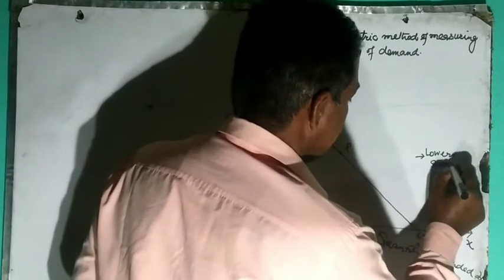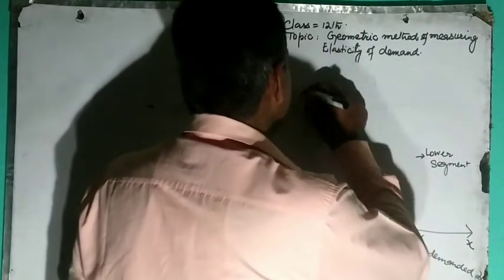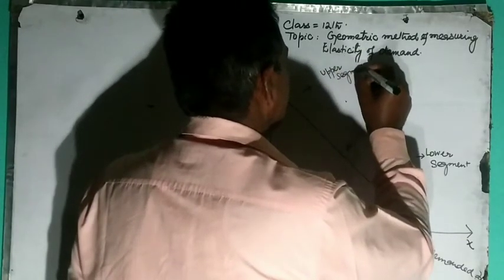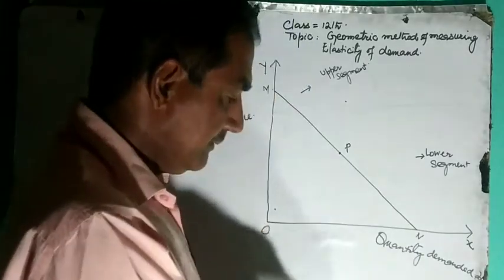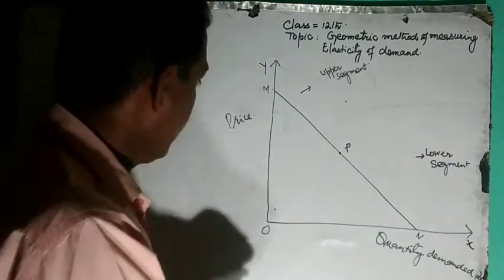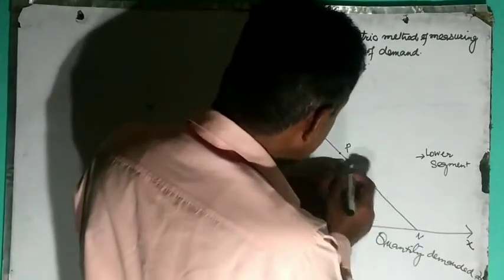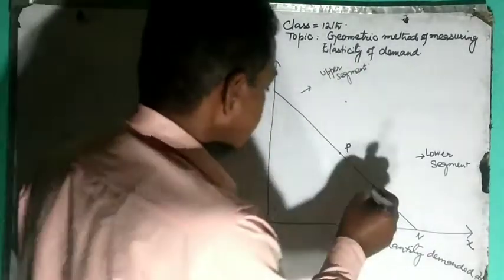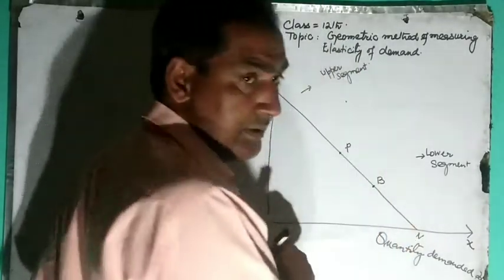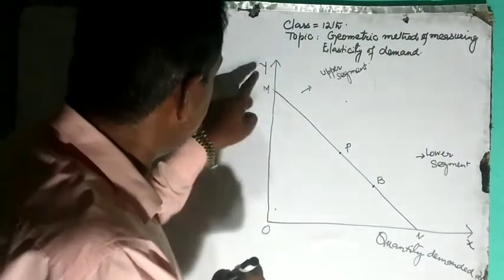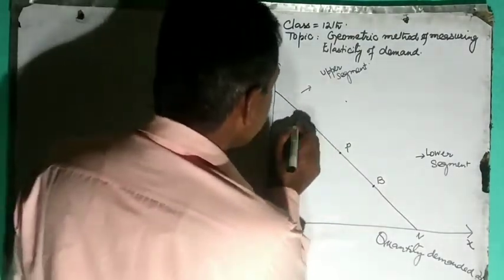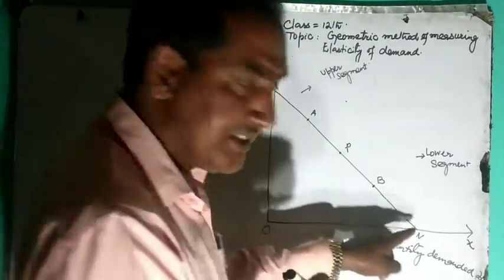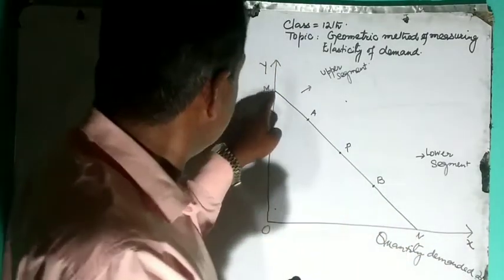Lower segment and upper segment. We divide the lower segment in two equal parts. Let it be here. We say that it is point B. And we divide the upper segment of the demand curve PM in two equal parts. Let it be A. And we have two extreme points. One is at N, another is at point M.